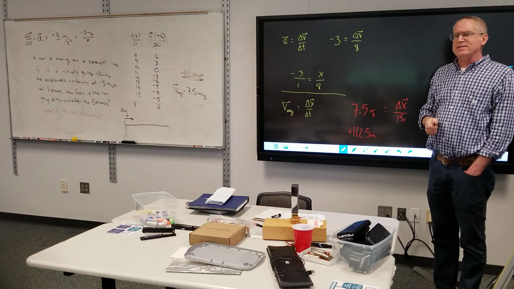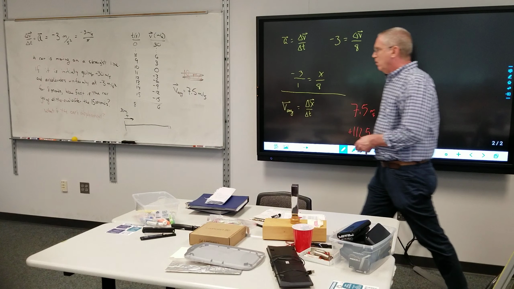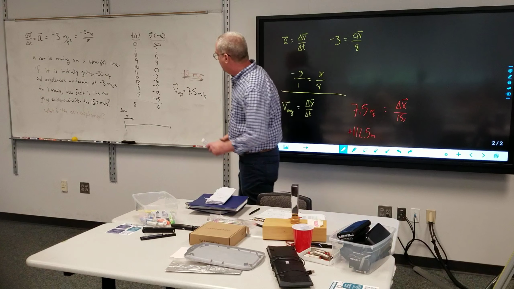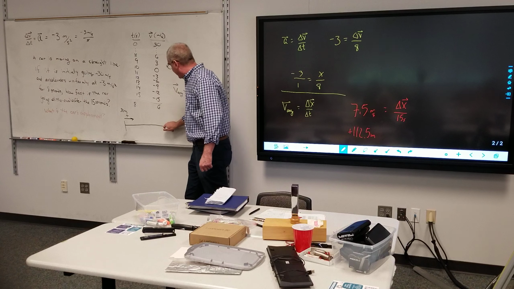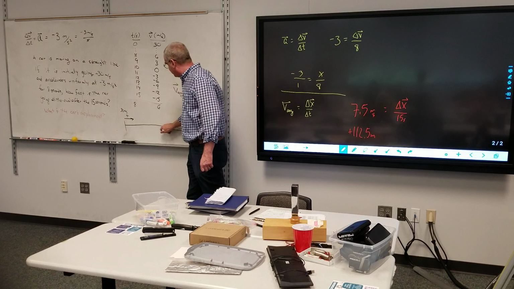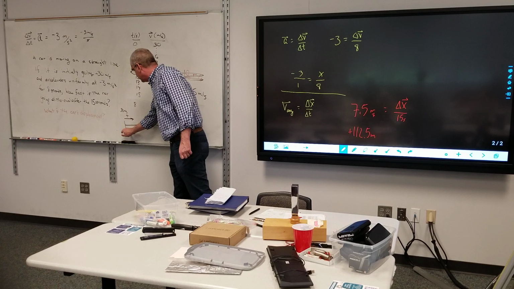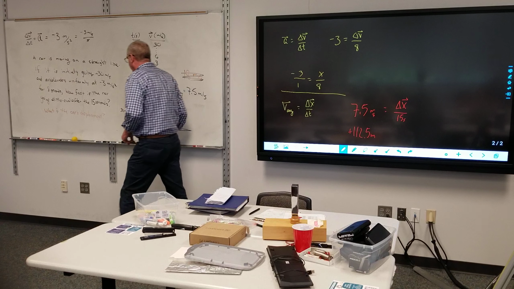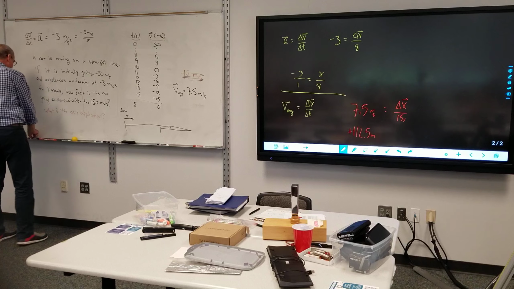We know where it ends up. We know that it turns around. So this vehicle is going out, it hits some point where it turns around and then comes back, and it ends up 112.5 meters from where it started.